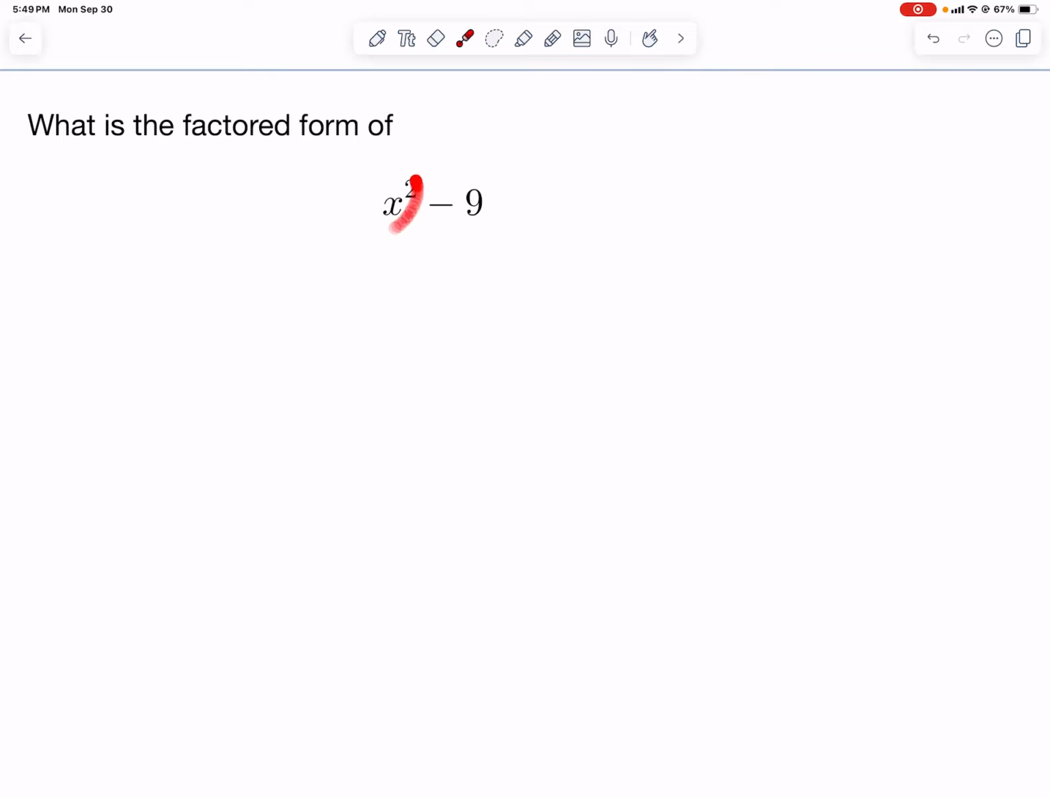Okay, here's a square, here's another square, and it's a difference of 2 squares. Just as a reminder, the factor form of the difference of 2 squares is going to be a plus b times a minus b, and that's equal to a squared minus b squared. So this is the format that we have.